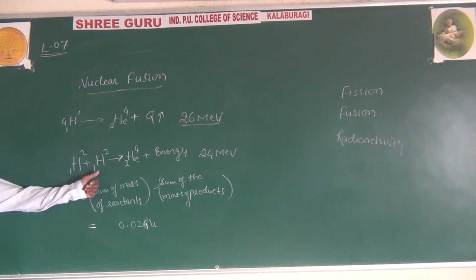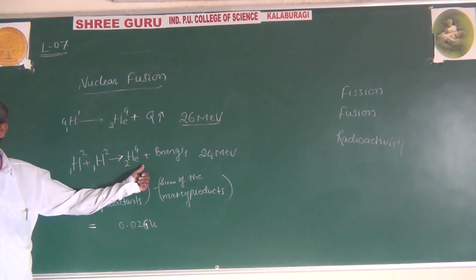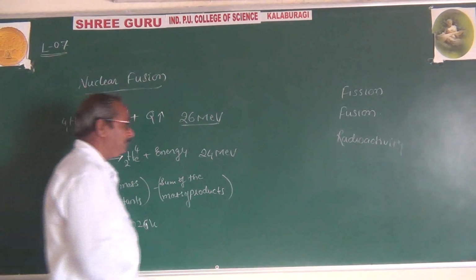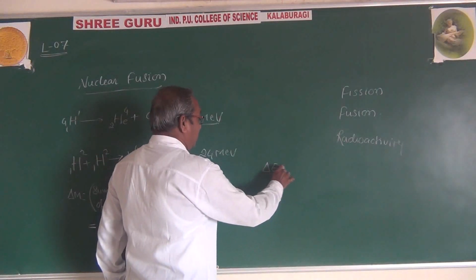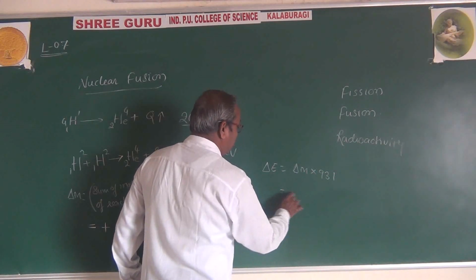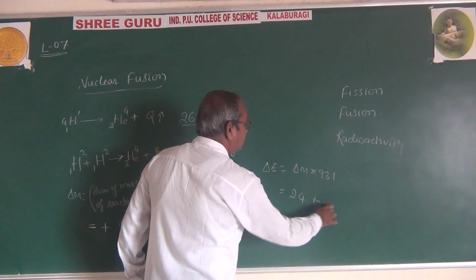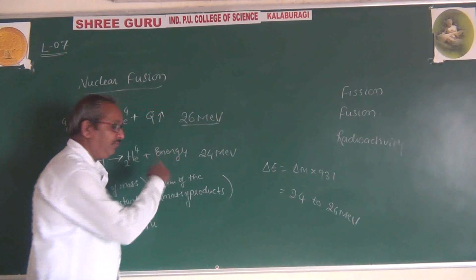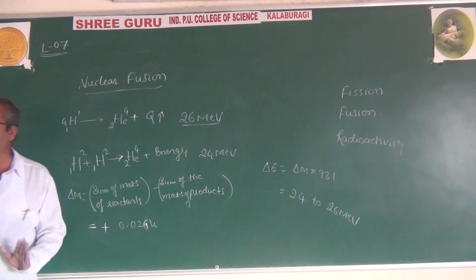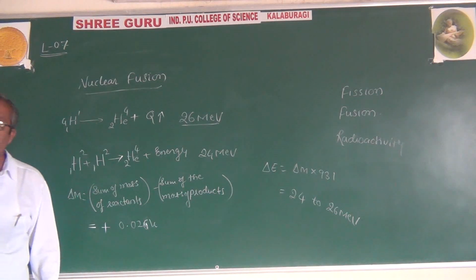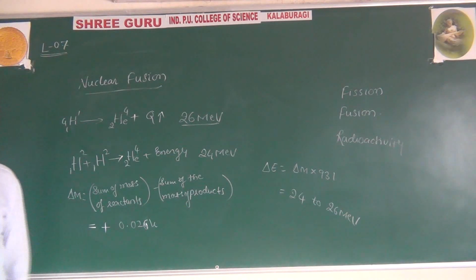sum of the mass of these deuteriums minus the mass of this helium, that gives the mass defect, and this mass defect is also positive, and hence the energy, again, delta E equal to delta M into 931, and this is about 24 to 26 mega electron volt, which depends on the type of reaction. That much amount of energy will be released. This is about nuclear fusion.